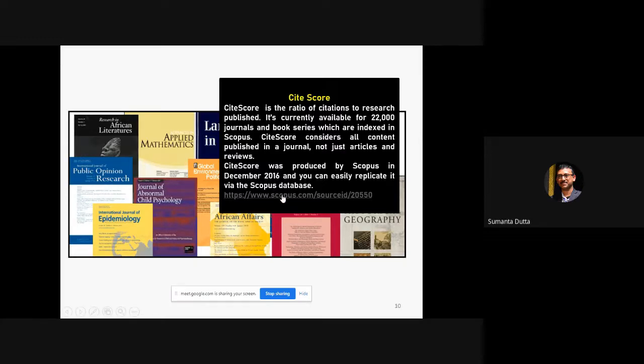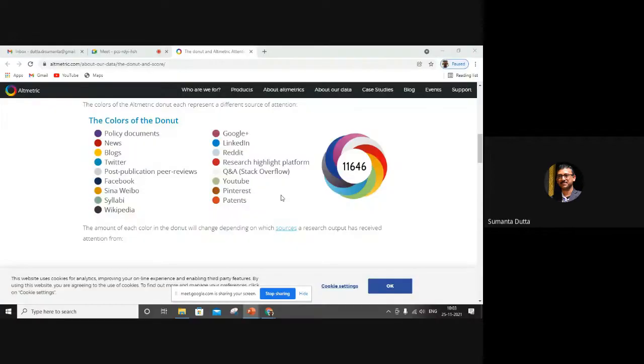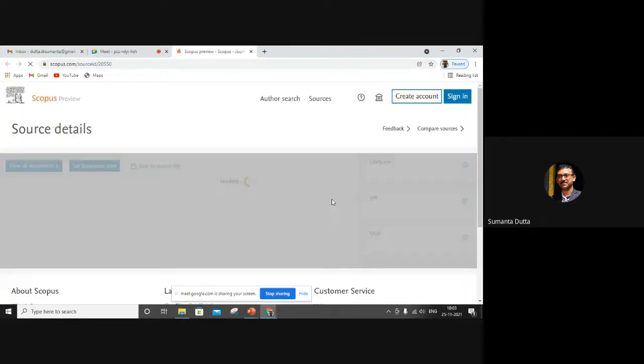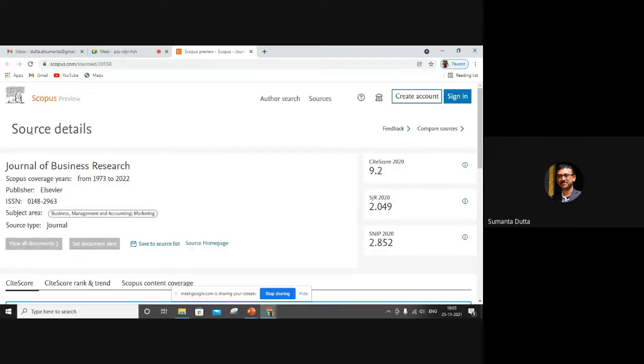Now let's see how the CiteScore is reflected in the Scopus platform. See, I have opened a particular Scopus preview database where I have selected a particular journal called Journal of Business Research, which was published by Elsevier. On the right hand side, you can see some of the impact factors being given: CiteScore, SCImago Journal Rank, and SNIP.